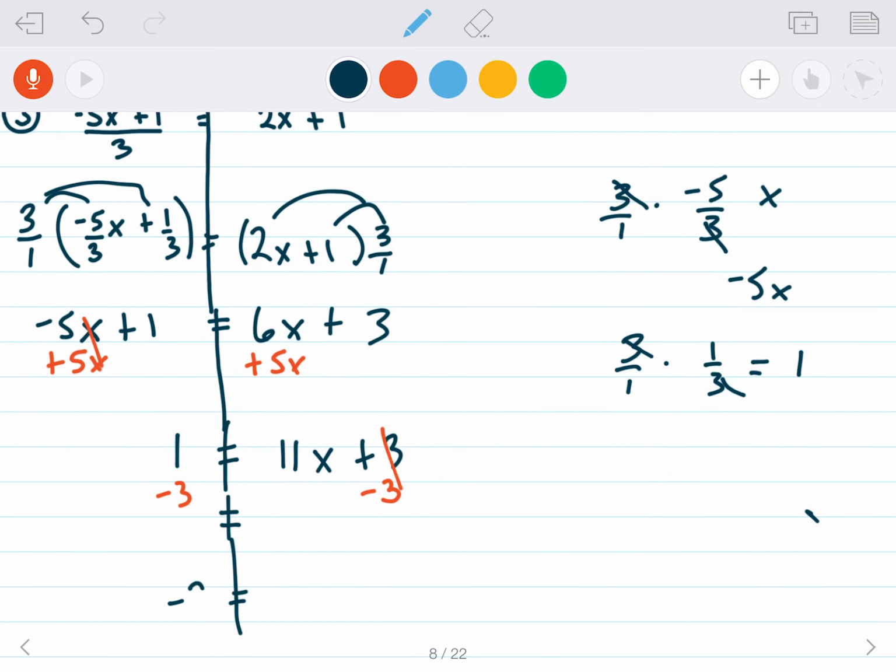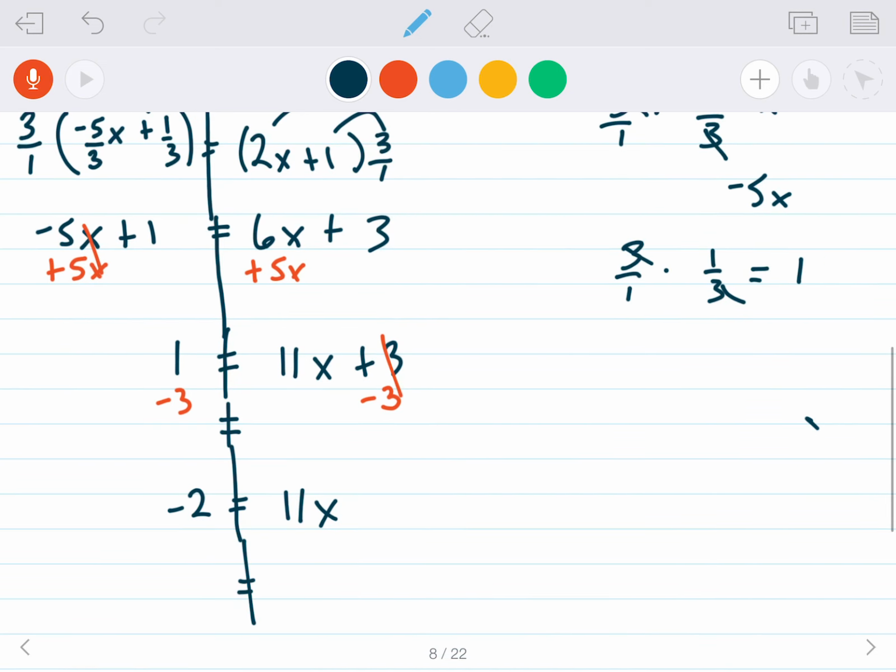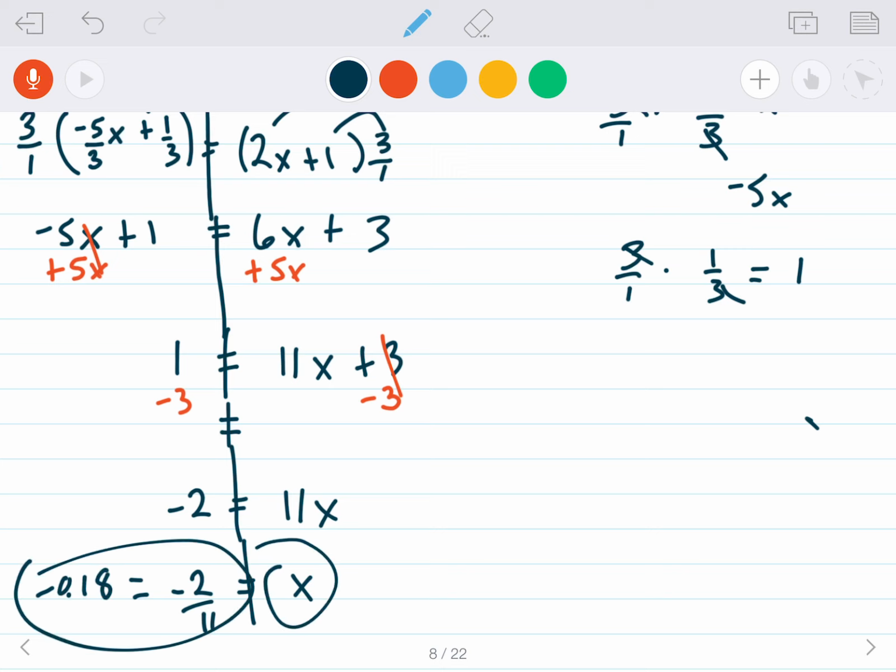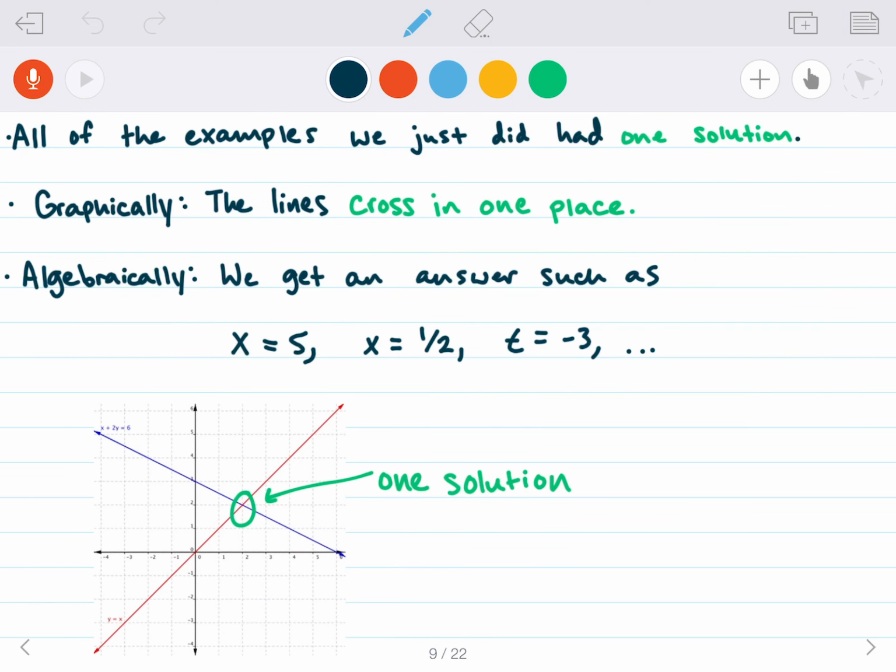And I'm left with negative 2 equals 11x. Finally, I'll divide both sides by 11 to give me x equals negative 2/11, and this should correspond with the decimal that we got for x when we looked at the graph. And indeed, I do get negative 0.18, which is exactly what we saw on the graph. All right, so those are some examples there.